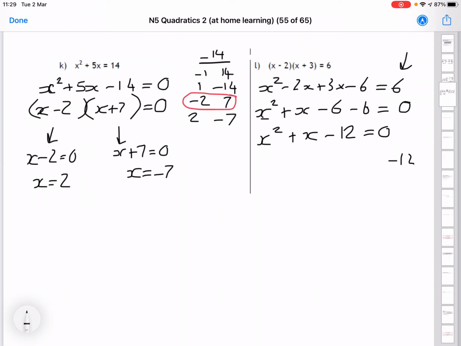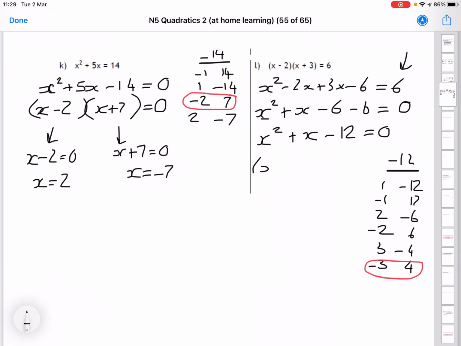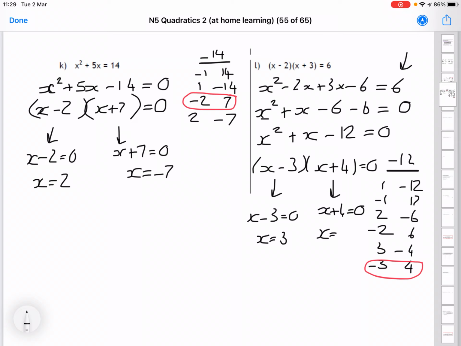So for minus 12, could be 1 and minus 12, minus 1 and 12, 2 and minus 6, minus 2 and 6, or 3 and minus 4, or minus 3 and 4. So to find the pair that give us a plus 1x, it's going to be minus 3 and 4. Minus 3 add 4 gives you 1. So in your brackets, you're going to have x minus 3 and x plus 4 equals 0. So 2 solutions will be x minus 3 equals 0, so x equals 3. Or x plus 4 equals 0, so x equals minus 4.